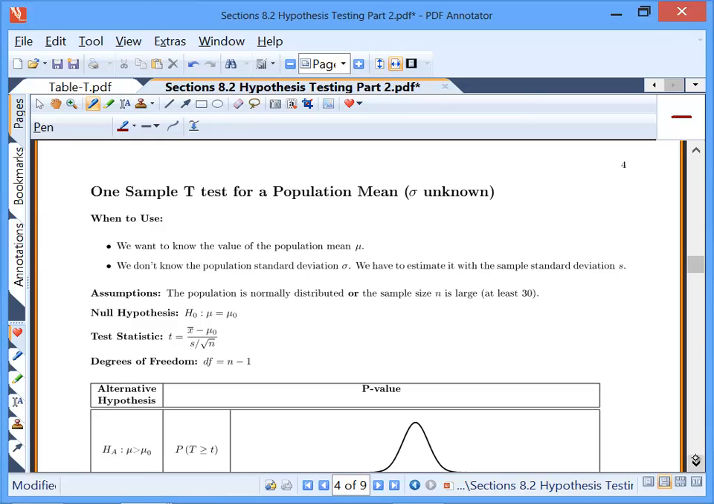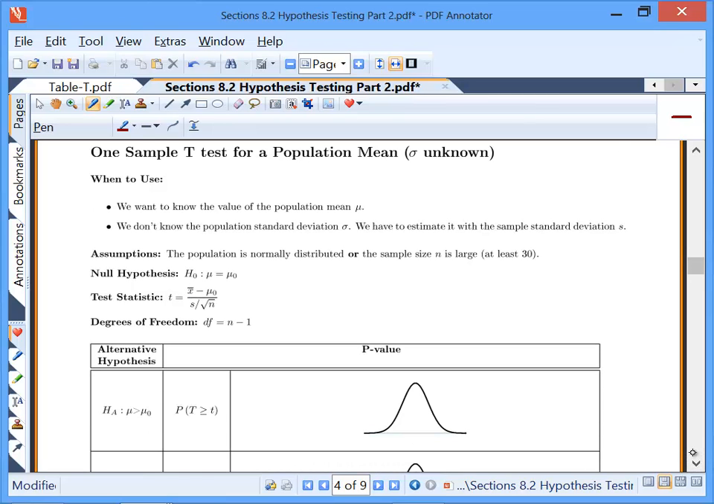The assumptions for this test is that your population is normally distributed or your sample size is at least 30. The null hypothesis remains the same, so like our mean equals 160 or our mean equals 40, etc. The test statistic is x bar minus mu naught over s over the square root of n. So that's the only thing that changes, is you put in your s instead of sigma, but once you do it, now it is a t test statistic instead of a z. And anytime you work with the t distribution, you need degrees of freedom. And in this situation, our degrees of freedom are n minus 1.